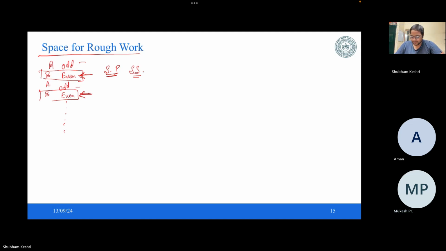Understood. Right? So with this assumption, we'll begin. So I'll just write one more odd and even. This is A and this is B. So we will make an assumption, not assumption. Yeah, we will make an assumption.